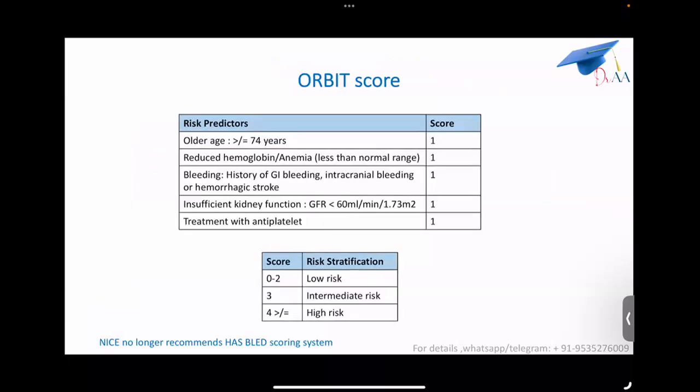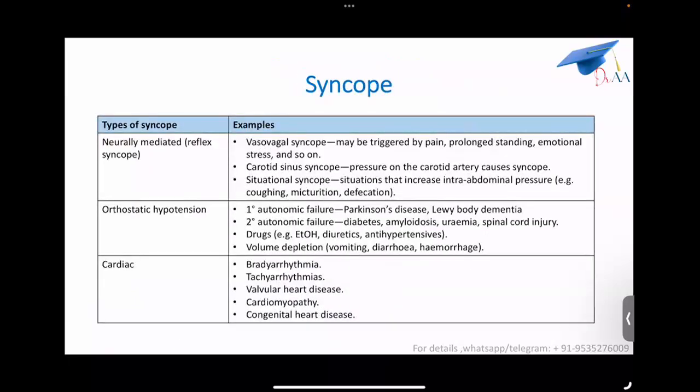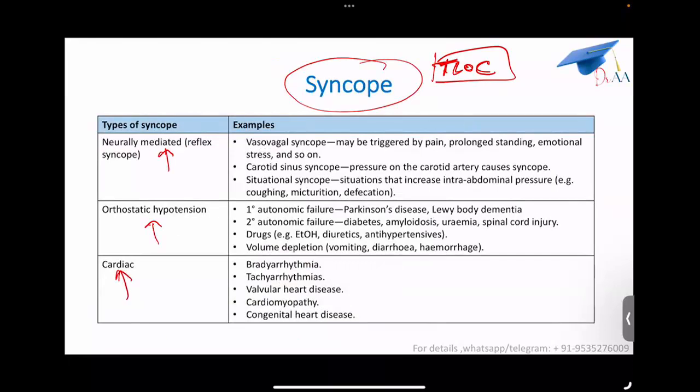Okay, thank you, Doctor. Coming to the syncope. A patient can have a syncope for various reasons. What is syncope? Syncope is transient loss of consciousness. Why is this patient having a transient loss of consciousness? It might be because of neural mediated causes, or because of postural hypotension, which is also known as orthostatic hypotension, or there might be a cardiac cause.